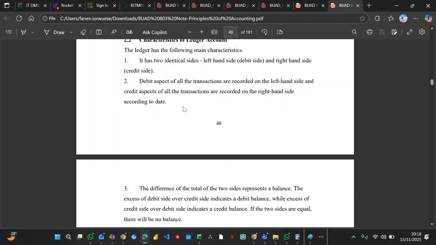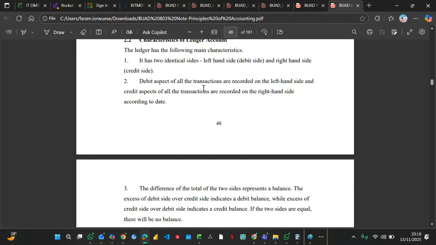They said that one of them is that it has two identical sides. The left-hand side is for the debit side, and the right-hand side is for the credit side. And then the debit aspect of the transactions is recorded on the left-hand side. It's just the same thing they are saying. And these are all the transactions that are carried on. So what is a transaction? Transactions are items that have a price or monetary value on them. Do you understand? Items that have money on them.